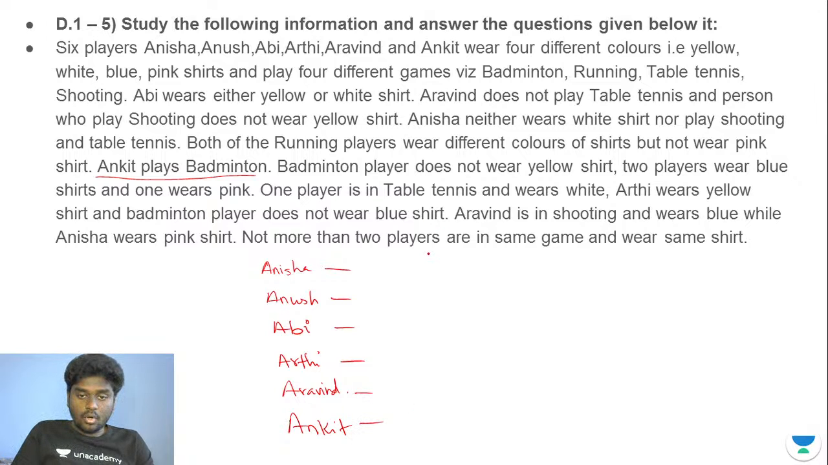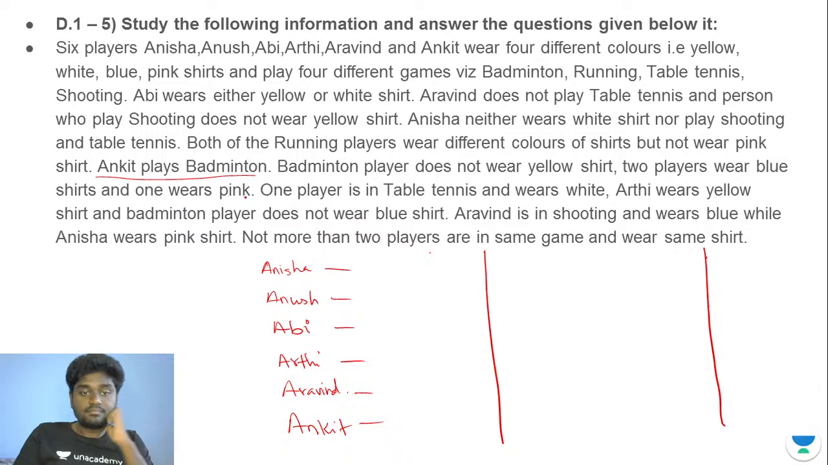Let me take this column to be the games, and this column to be the colors of the shirt, respectively. With this, I know the direct clue that Ankit plays badminton, so badminton is for Ankit. And I know that the badminton player does not wear a yellow shirt, so yellow will not be for Ankit.